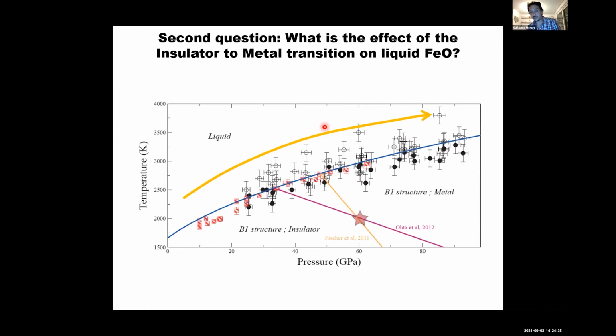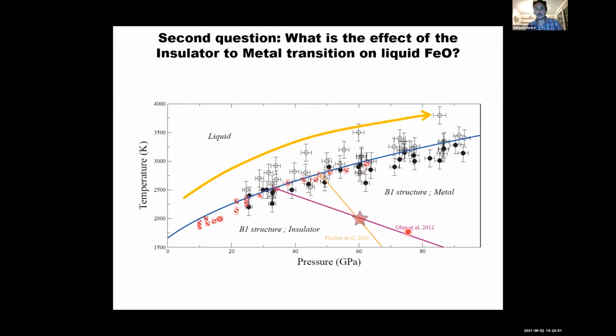So the second question now is that we saw that this insulator to metal transition doesn't seem to have any effect on the B1 structure. What is the effect on the liquid part, the surrounding liquid?